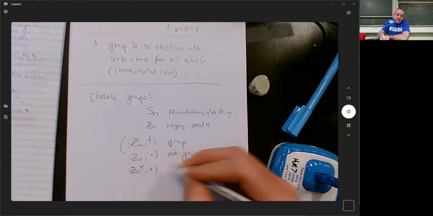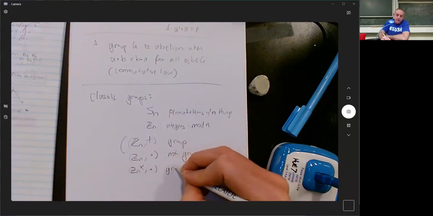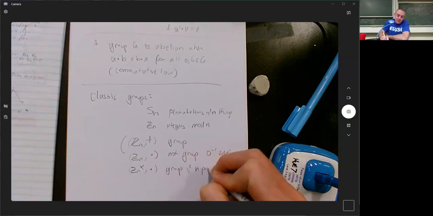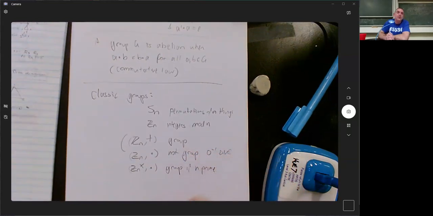Zn star under dot is a group if n is prime, and not if n is not prime. Because in a group it has to be closed, and if n is not prime, then you can get two numbers and multiply them together and get 0 as the answer. So in Z12, 3 times 4 is 12, which is 0, and so it's not closed, which is kind of cool, actually.